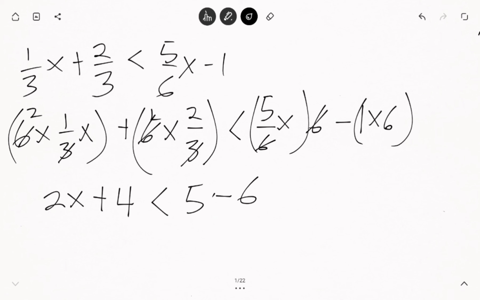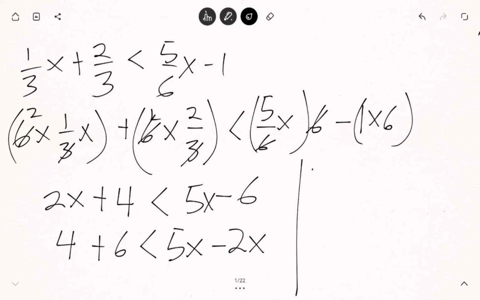So from here I have 2x plus 4 less than 5x minus 6. I group like terms, so I maintain my 4 here. I bring the 6 to the other side of the inequality sign, it becomes plus 6, less than 5x. I bring the 2x to the other side, it becomes negative 2x. So from here 4 plus 6 will give me 10, less than 5x minus 2x will give me 3x.